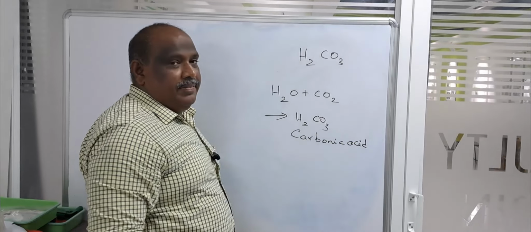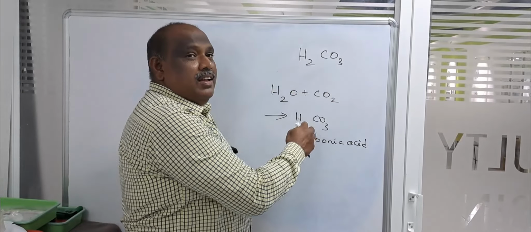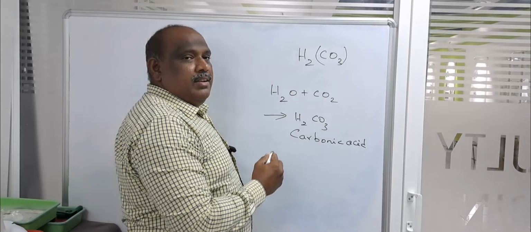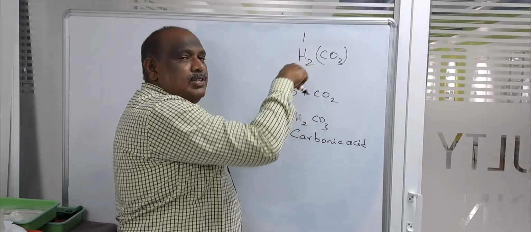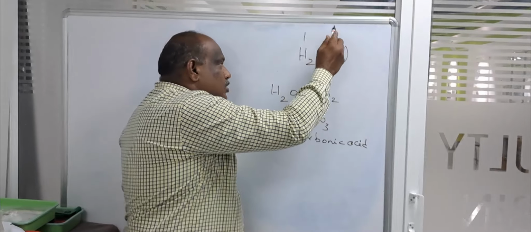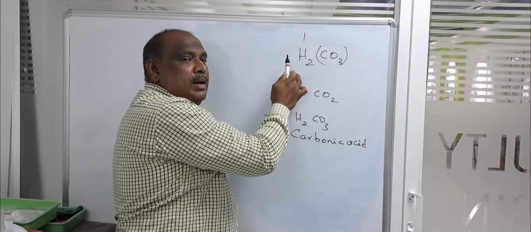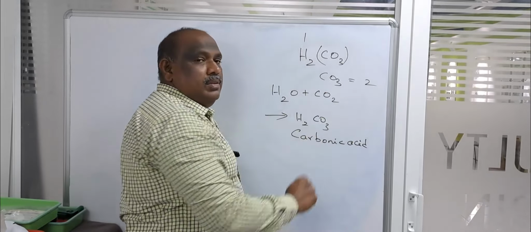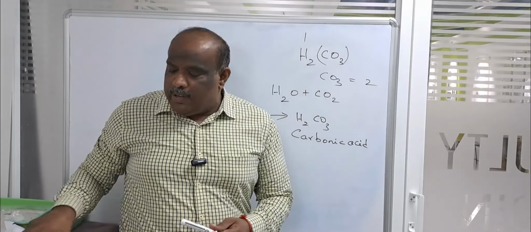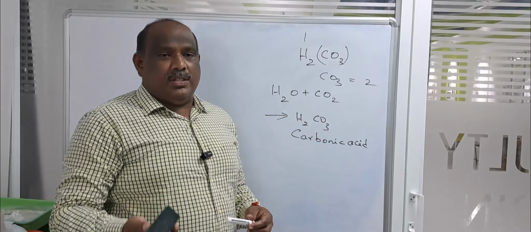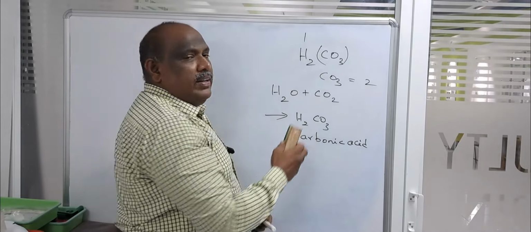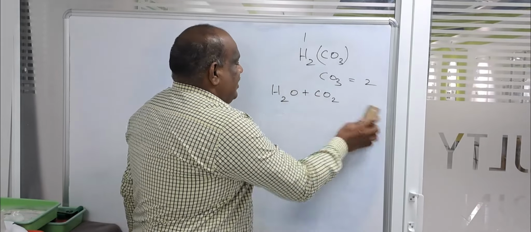Now what will be my question? From this, what is the valency of CO3? What is the valency of hydrogen? 1, we know already. So what is the valency of CO3 now? 2, because if this 2 was here, when I cross multiply it will come. So the valency of the CO3 group, the carbonate group, is 2. Got it? So now you are able to get the valency of the groups. Earlier we found the valency of the individual elements, and now we are trying to find the valency of the groups.